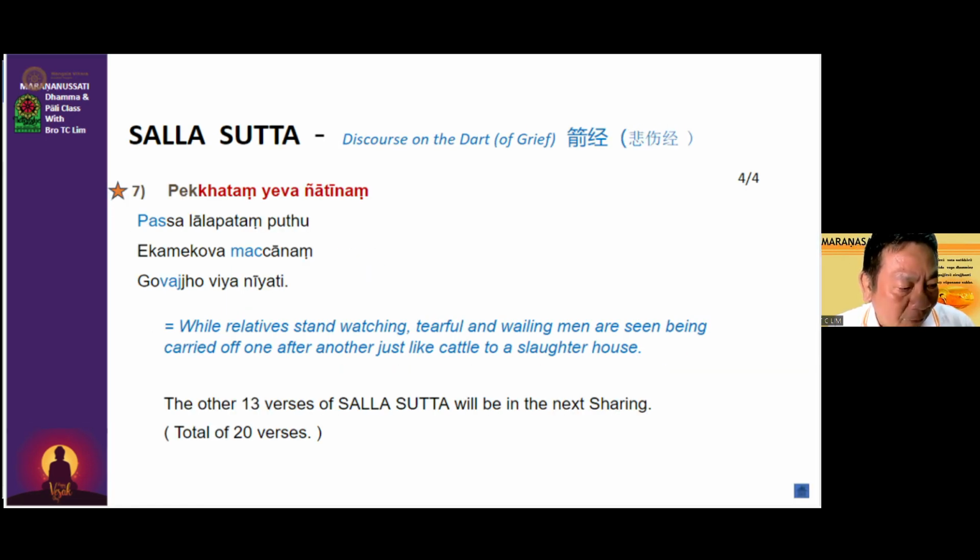Okay, so the whole of verse 7 is Pekatang eva nyatinang pasa lalepatang putu ekang eko va machanang ko vajo viya niyati. While relatives stand watching, tearful and wailing, men are seen being carried off one by one after another, just like cattle to a slaughterhouse. Okay, so we have another 13 verses. We will be in the next sharing. So total of 20 verses.